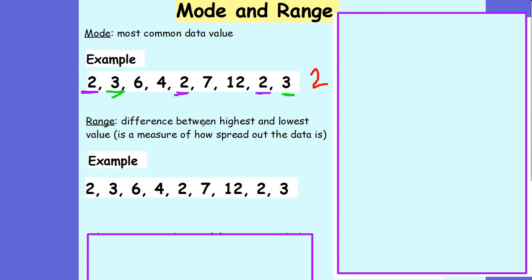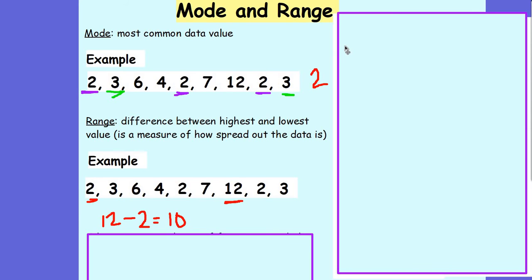The second part, I'm asked what's the range. The range is the difference between the highest and the lowest numbers. If I look at my list, my biggest number is 12. My smallest number is 2. So the range is 12 take away 2, which gives me 10.